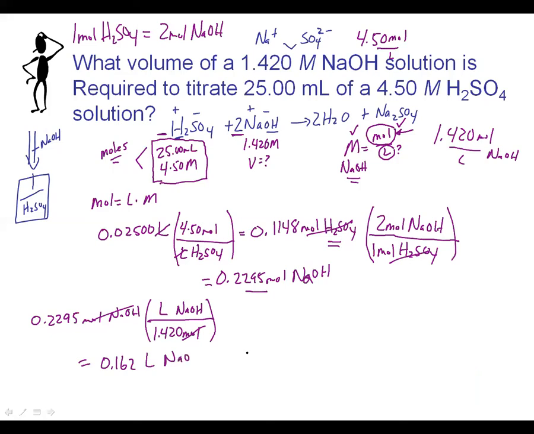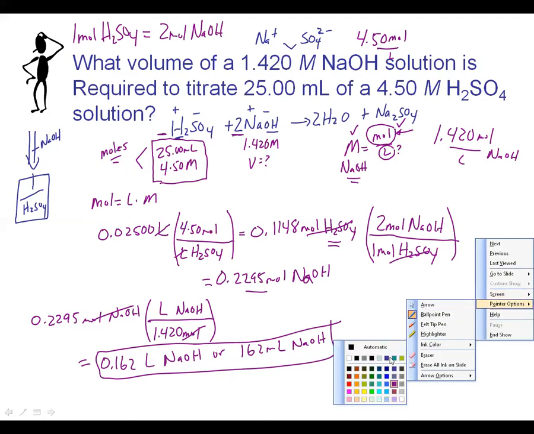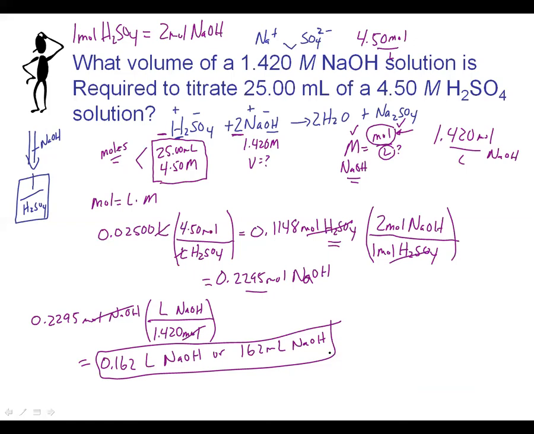Or if you wanted it in milliliters, 162 milliliters of sodium hydroxide would be needed in this case. Now, this is a basic titration problem. And again, as I mentioned, usually titration problems are stoichiometry problems. So if you remember our 4 steps: balance the equation, convert to moles, except here we're using liters and molarity to do that.